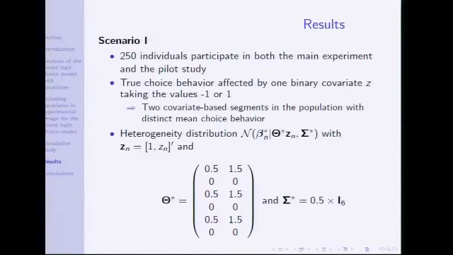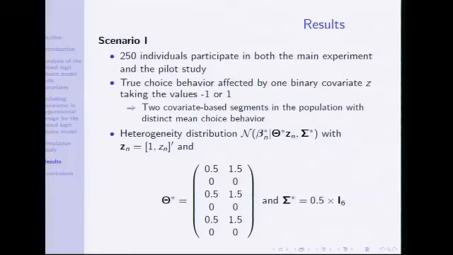Now, as for the results, I will go over the 4 scenarios. Remember that the first scenario assumed that there are 250 respondents both in the main study and in the pilot study. So the same respondents are used in the main study and in the pilot study. And secondly, we assume here that the true choice behavior is affected by 1 binary covariate, which takes on the values -1 or 1.